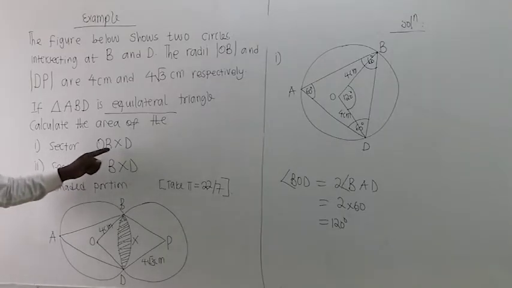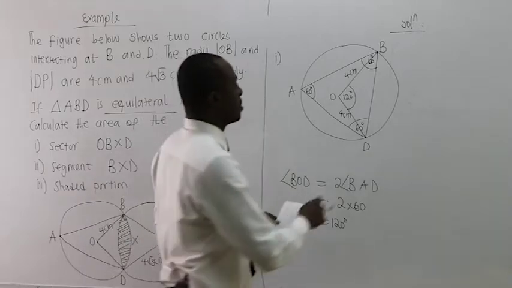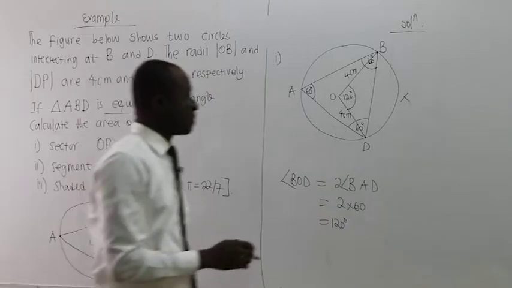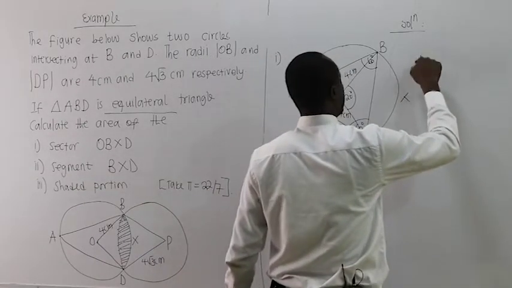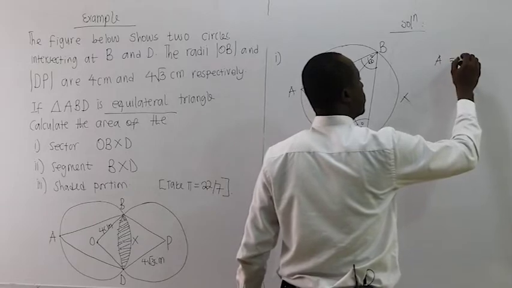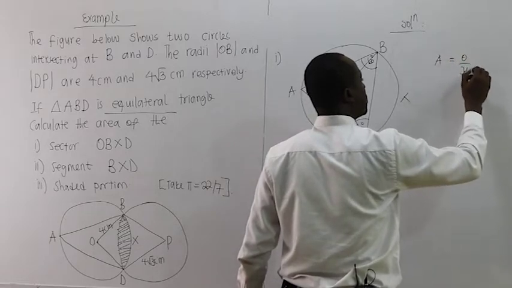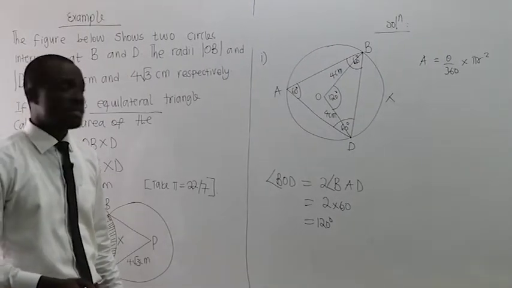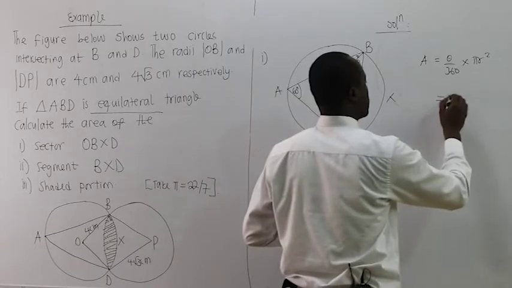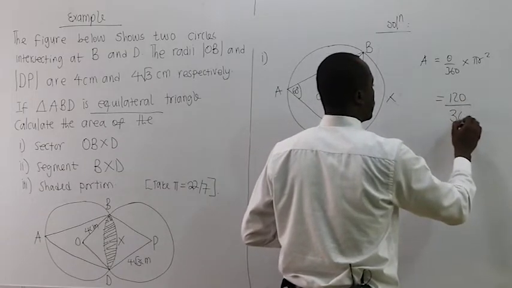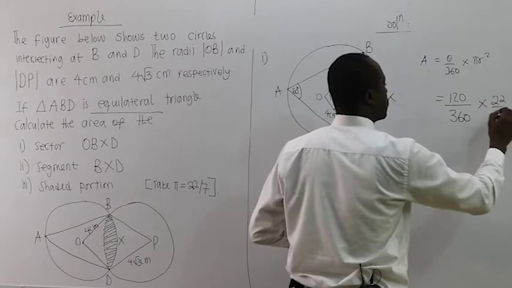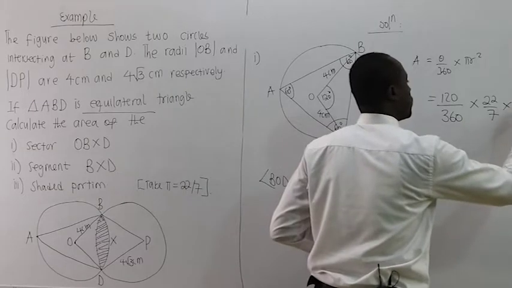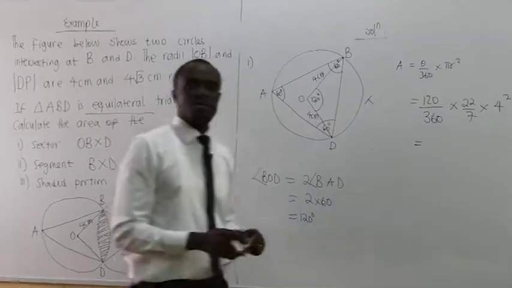First, sector OBXD, we know there's X here. How do you find the area of a sector? Still on the first one, the area of a sector is theta over 360 times pi r squared. What's theta? That's 120 over 360. What is pi? That's 22 over 7. What is the radius? The radius is 4, so we have 4 squared.